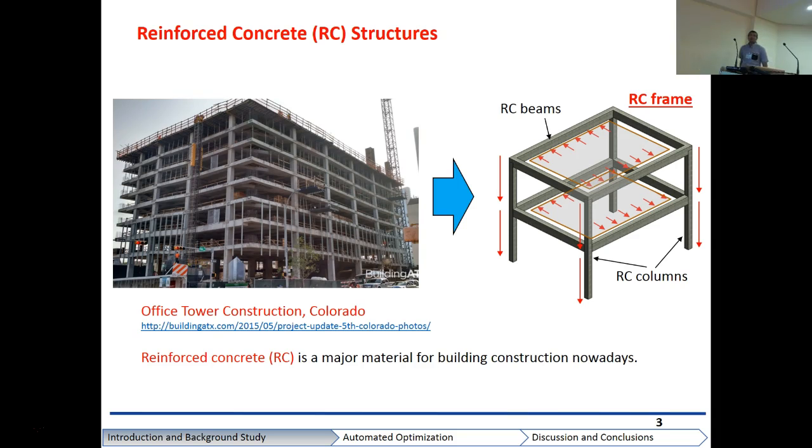So as we see around, we see a lot of concrete structures, whether it's a home or a building, is mainly made of reinforced concrete. So reinforced concrete is basically an RC frame consisting of RC beams and RC columns. The load incident on the RC frames is transferred to the ground with the help of beams and columns.